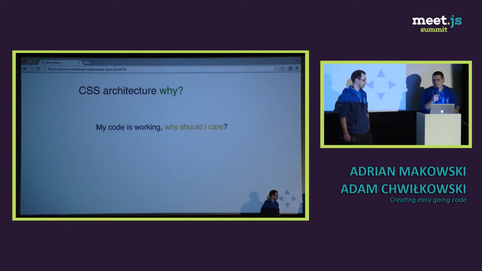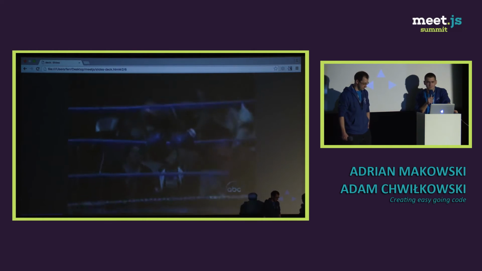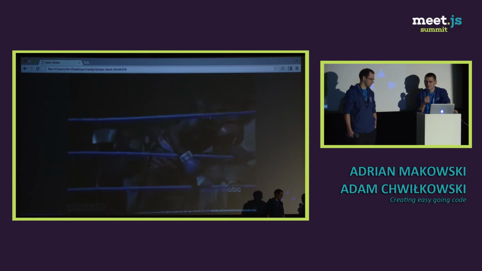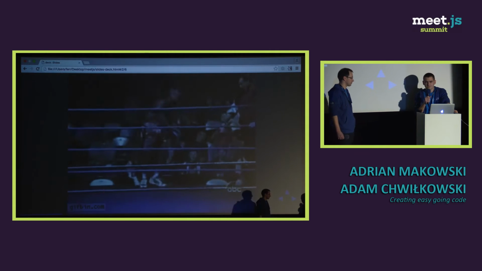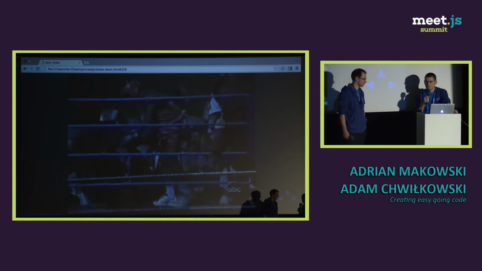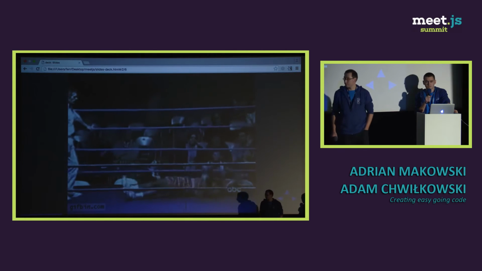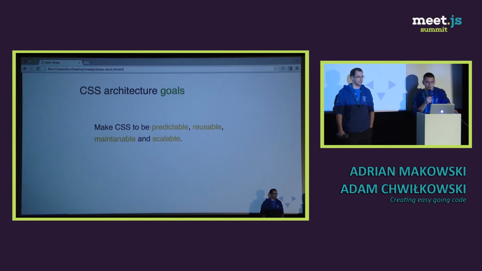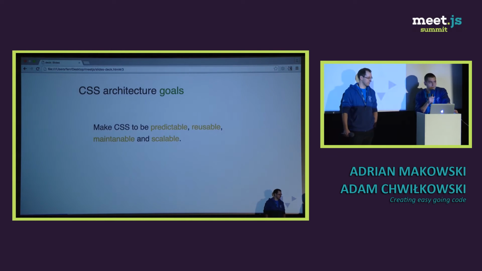But you can just say, okay, my code is working, why should I care? The second reason is also important. Imagine this boxer that's trying to enter the ring. It's so hard for him. We have the same in our project. So let's try to keep the entry level as low as possible, and using good goals in our CSS architecture is the way. So let me just start and say how we should write this CSS.